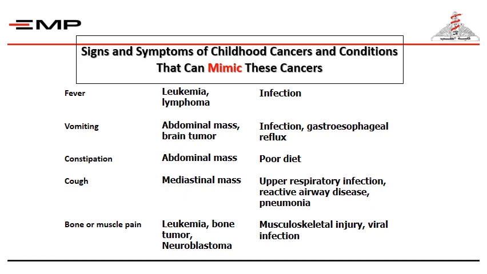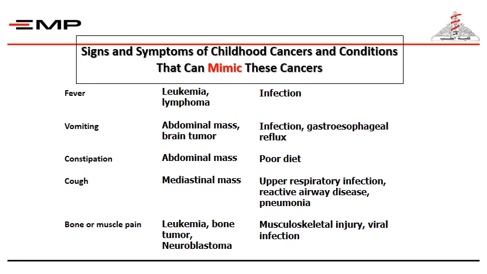For example, fever. Of course, you would think of infection anywhere in the body to explain fever in children before you think of leukemia or lymphoma. Vomiting that occurs in infection or gastroesophageal reflux disease resembles abdominal mass or increased intracranial tension due to a brain tumor. Constipation may occur with poor intake or poor diet, and this could be verified simply by a dietary questionnaire, before you think of an abdominal mass causing obstruction of the pathway.